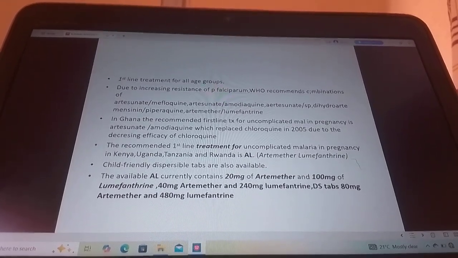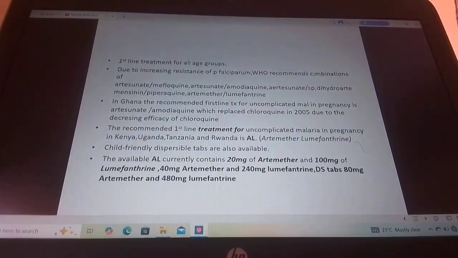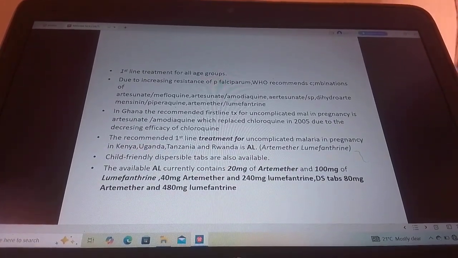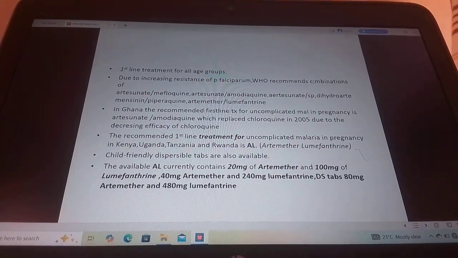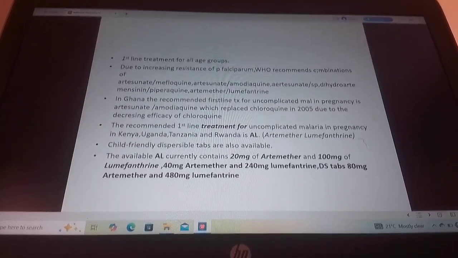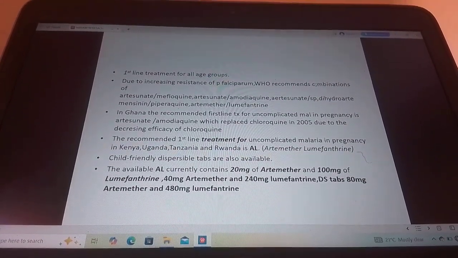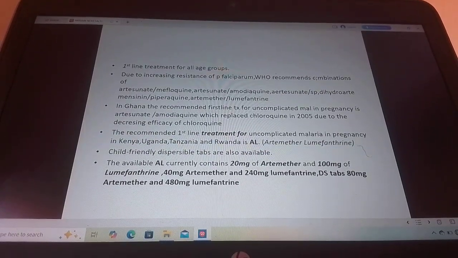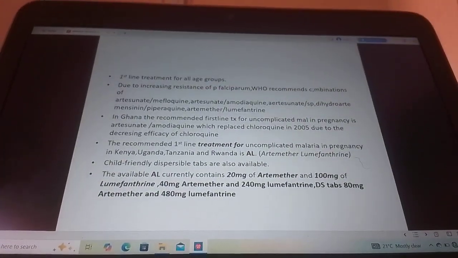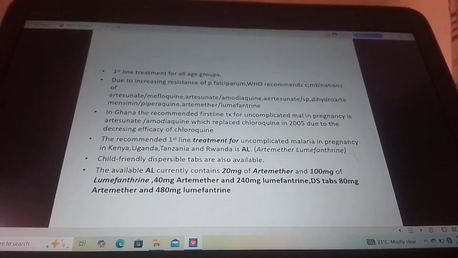While the recommended first-line treatment of uncomplicated malaria in pregnancy in Kenya and Uganda and these Eastern African countries, as of now, is artemether lumefantrine. That is because it's also available in child-friendly tablets. Remember, the available ones: we have the 20 milligrams of artemether and 100 milligrams of lumefantrine. We also have the 40 milligrams of artemether and 240 milligrams of lumefantrine. Then we have the DS tablets, the 80 milligrams of artemether and 480 milligrams of lumefantrine.